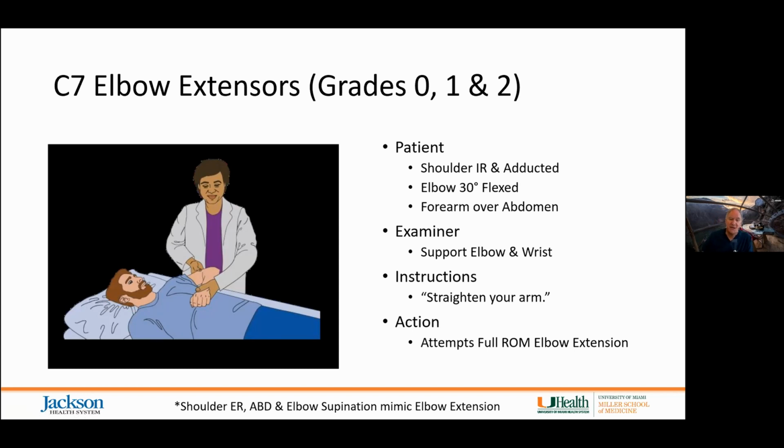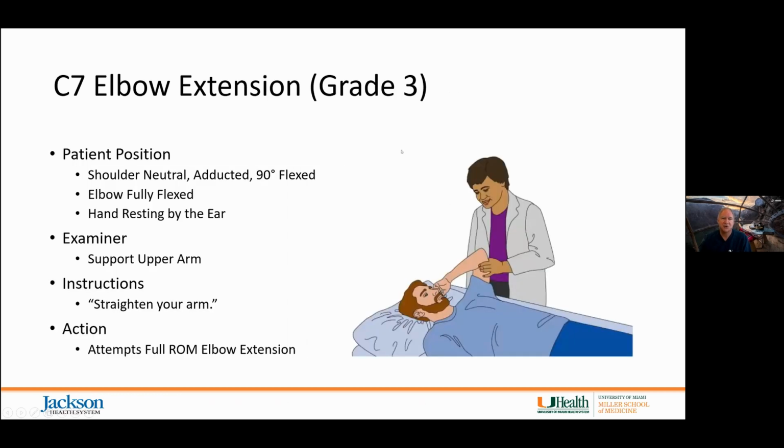And so keep that in mind. They can functionally substitute, and we want to make sure that we're actually grading the elbow extensors. So I like to actually hold the elbow in place so that they're not able to use those additional features. Grade 0 is, again, no activation, no palpable muscle movement. A 1 is you can see a flicker of movement, but the person can't get their elbow through the full range of motion through extension. Or a 2, they can make it through the full range of motion as they try to straighten their arm.